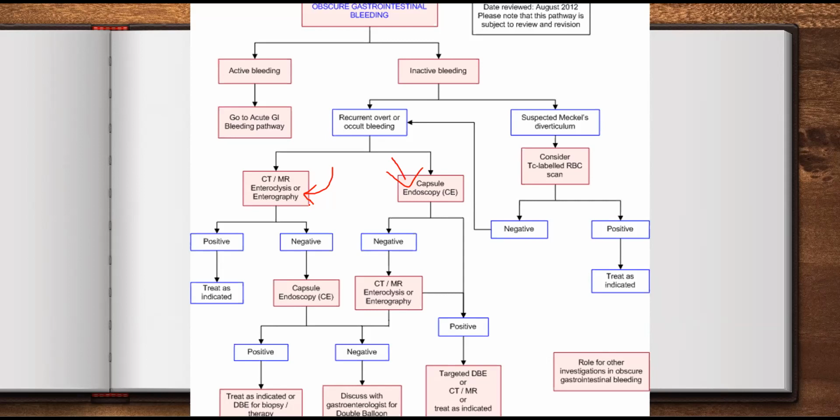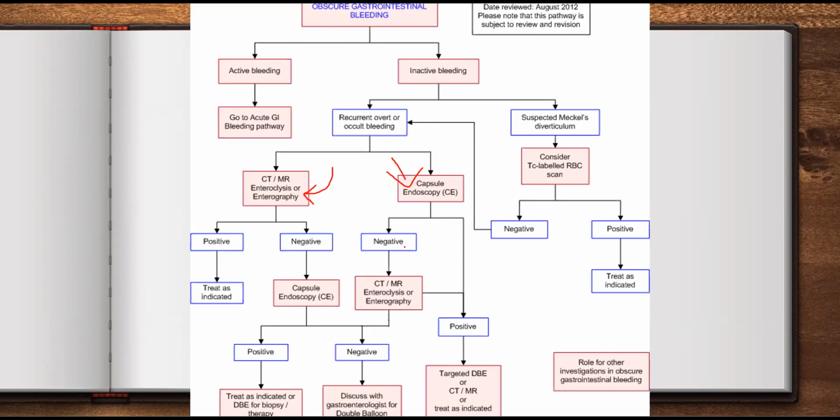Okay, in any other case of obscure GIT bleeding, by the term obscure GIT bleeding, you should understand this patient already had endoscopy, colonoscopy, and it's normal. Okay. So in that case, we would start with capsule endoscopy most of the time. If you suspect bowel obstruction, then you can do a CT enterography or MR enterography.